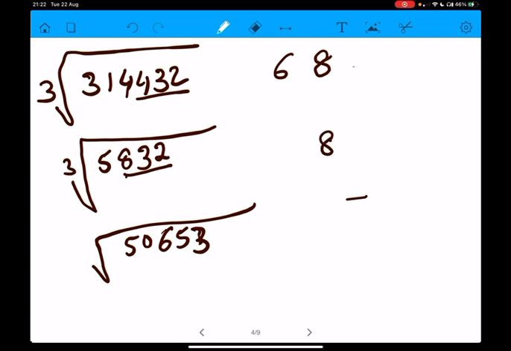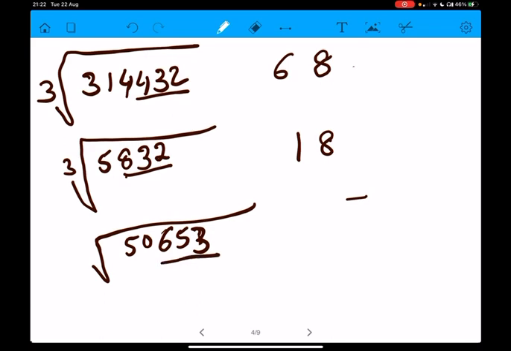Then the number 5, the single digit 5, which is here. Cube of 2 is 8, and cube of 1 is 1. So 5 is greater than 1 and less than 8, so it has to be 18. Quite simple, simpler than finding square roots.